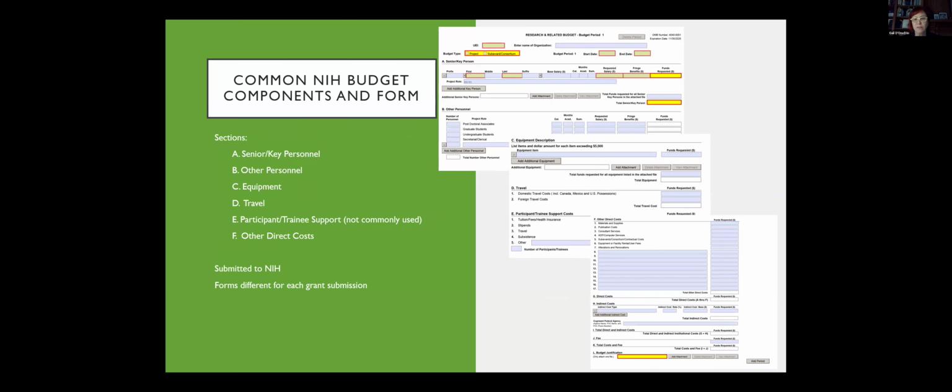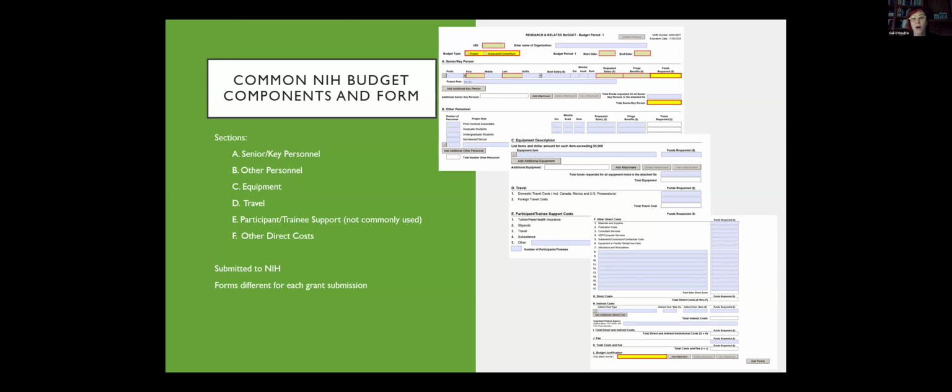And it has all these different sections on it, which we're going to go through, whether it's your senior and key personnel, other personnel, equipment, travel. There is a section for participant training support. This is really for K awards, like an internal award like this one here, where we've given money to each of you. We've given money for training and or coursework. So it's not usual for most of the R01s or R21s you're going to apply for, but it's particularly around Ks. And then other direct costs.